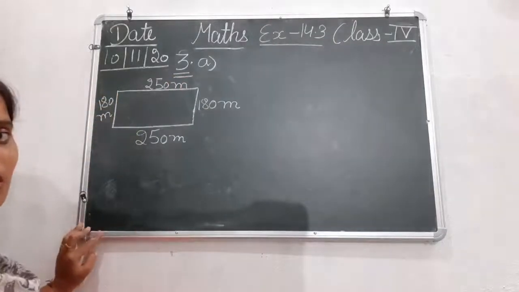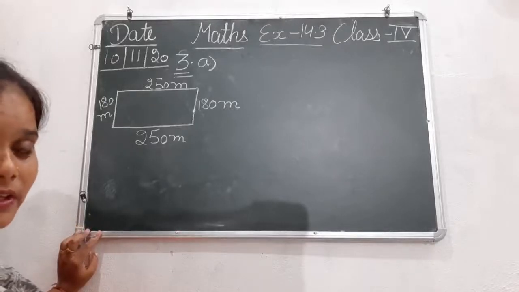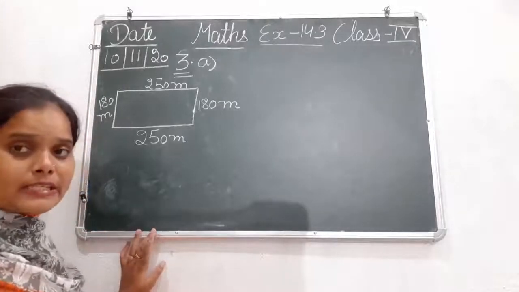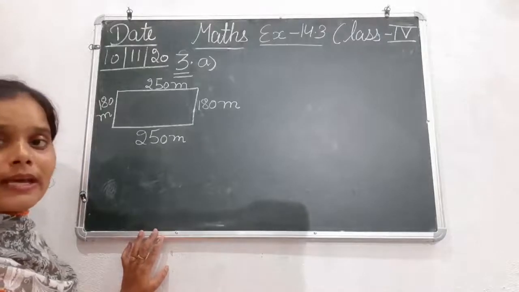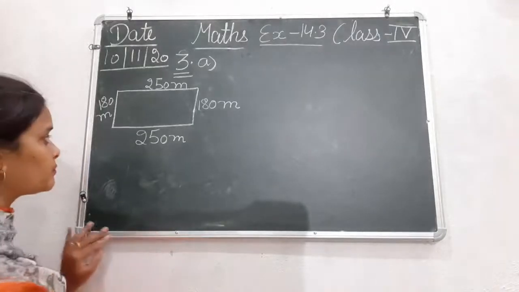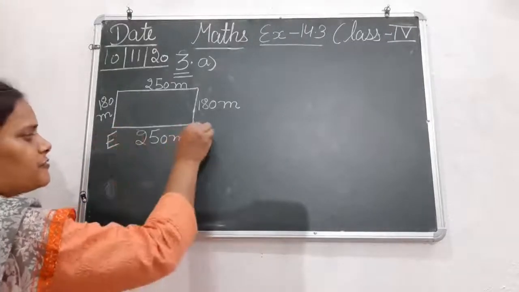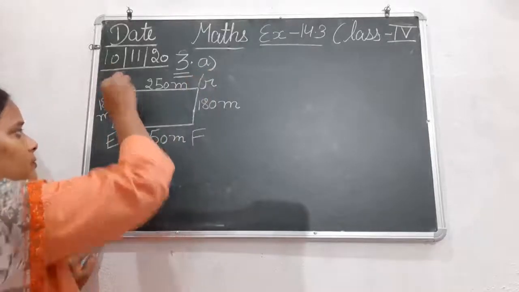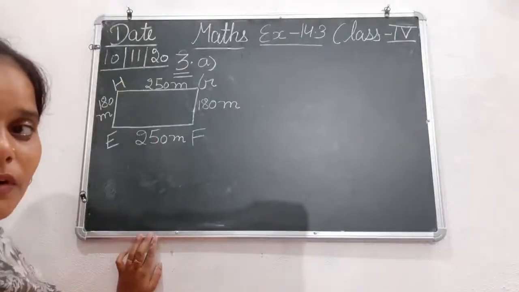meter. Now this is the measurement that we have written. Now what is the next step? The next step is that we have to name this figure. सबसे पहले हम इसको क्या नाम देंगे? We are going to name it. Okay, so let's name it as EFGH. EFGH. This is the name of this figure.